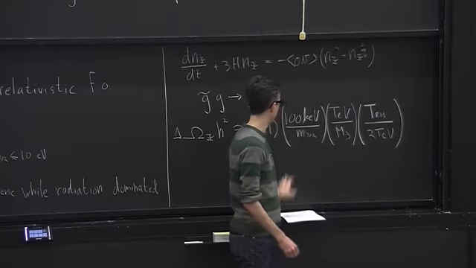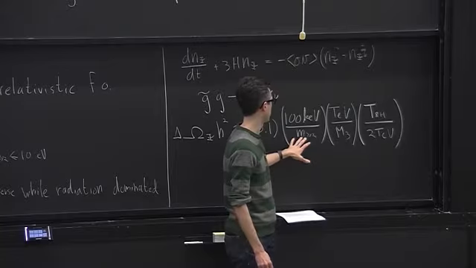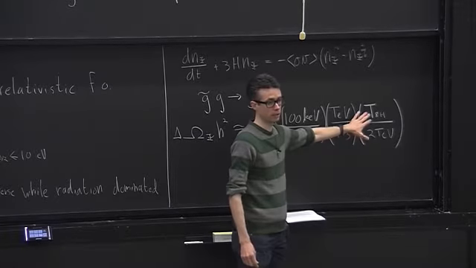So depending on what the gravitino mass is, I could have a gravitino mass of, let's say, 100 GeV, in which case I could have a much higher reheating temperature.